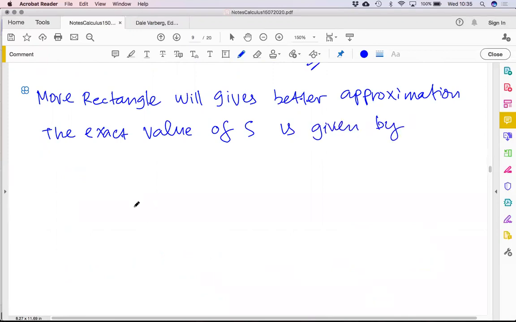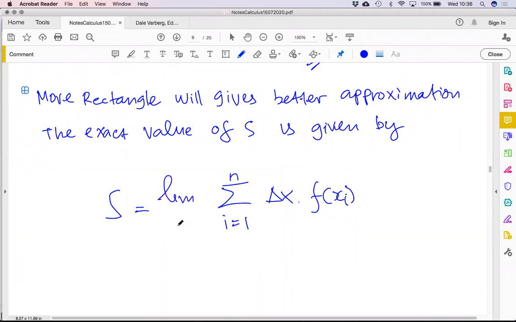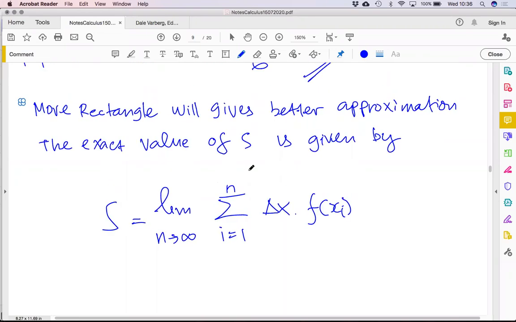by S equal to the sum of our rectangles from i equals 1 until n of delta x, this is the base, and then this is the height, f(xi), and then we take the limit as n goes to infinity. So this is the exact area of S.